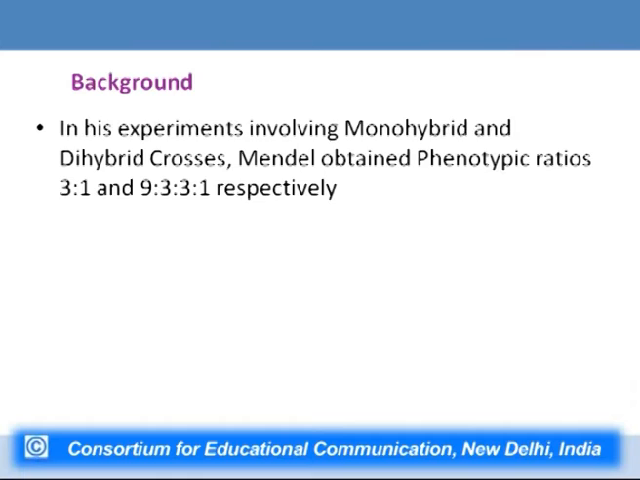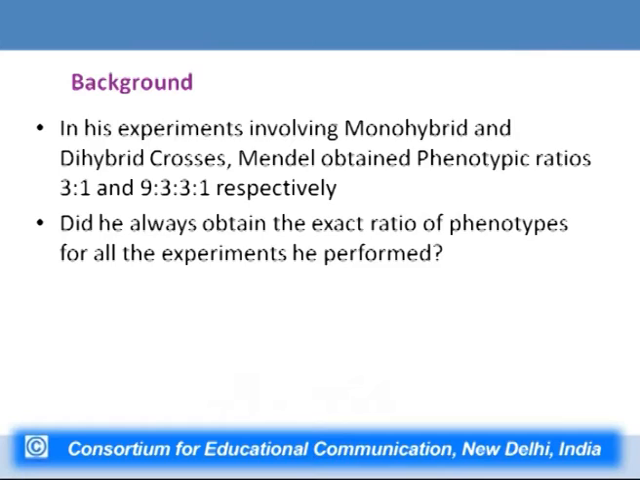However, did he always obtain the exact ratio of phenotypes for all the experiments he performed? Suppose he performed the inheritance of yellow and green color seed 10 times. Did he obtain a 3:1 ratio in all of his 10 experiments, or was there any deviation from this particular ratio? Mendel, as we know, carried out a large number of experiments and repeated them many times, and he took various characters for studying at a particular time.